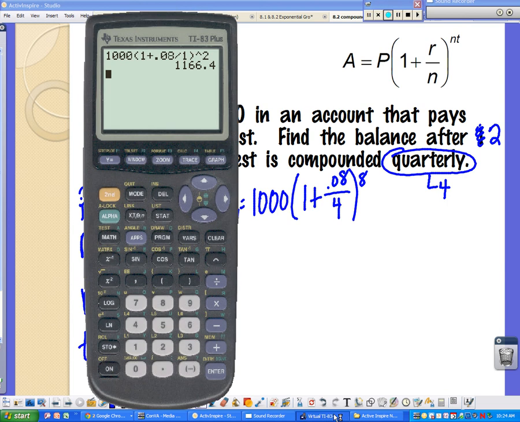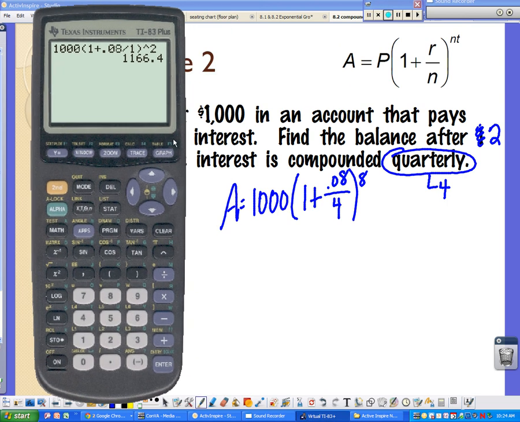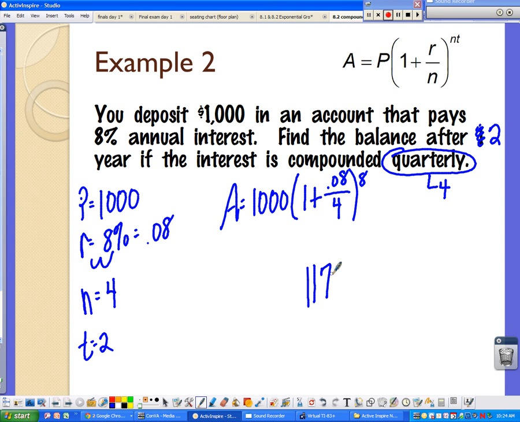Okay? That tells me how many times they're going to calculate. So in 2 years, they're going to calculate my interest 8 times. Okay? So 1,000, parenthesis, 1 plus 0.08, divided by 4, close, and then I'm going to raise it to the 8th power. And when I'm done, because I have more opportunity to pay interest, it's $1,171.66. Okay?